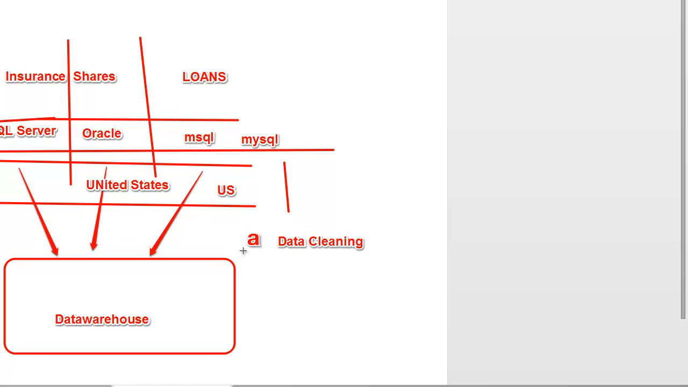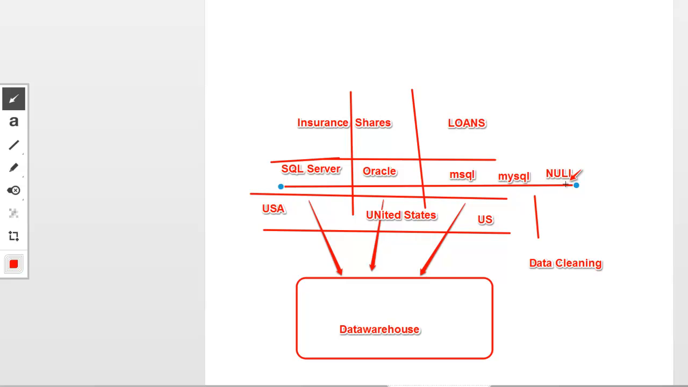The other thing that can happen is, say for example, you have certain null values in insurance or loans, and that is coming from your source. Say for example, it's coming as a null. Now how do you want to interpret the null?